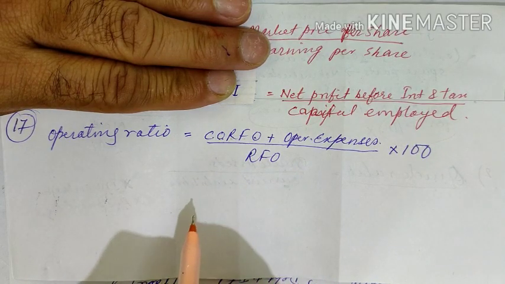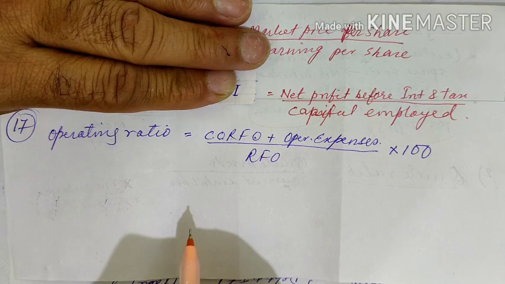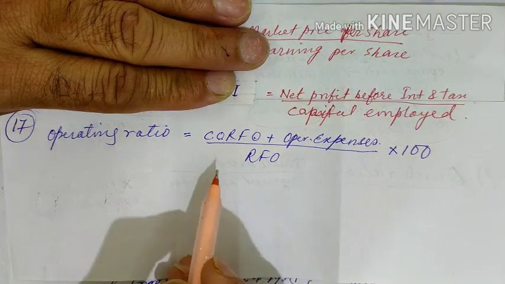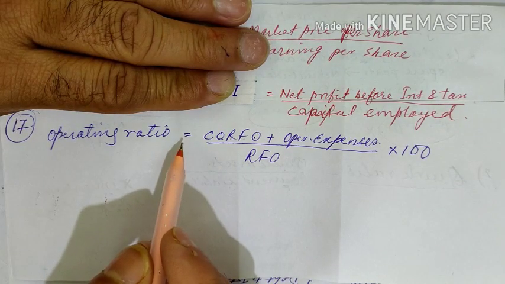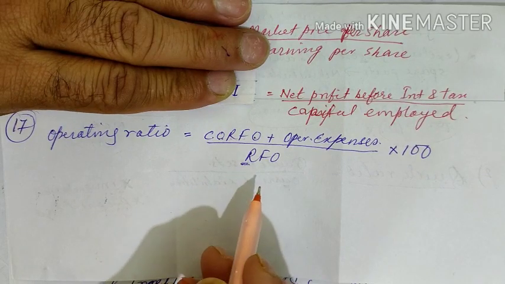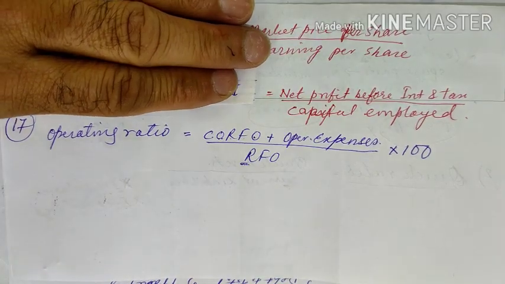Operating cost means this is the cost involved in managing the business. When do you need to manage the business? When the business is done in large scale, there is huge amount of sales, then you need to manage the business. And since this expense is incurred because of large scale sales, that is why here the sales has been taken as another factor here, RFO. So here we end.